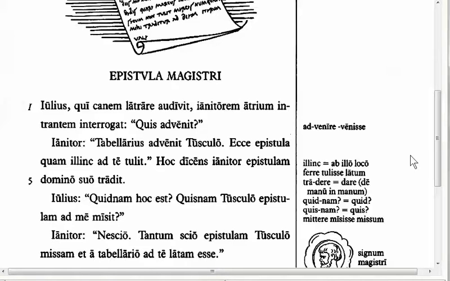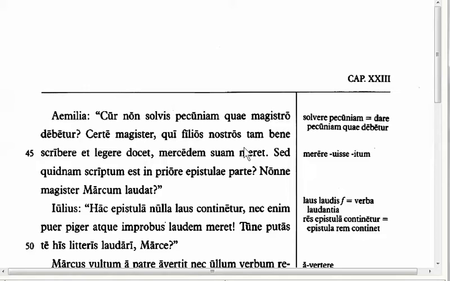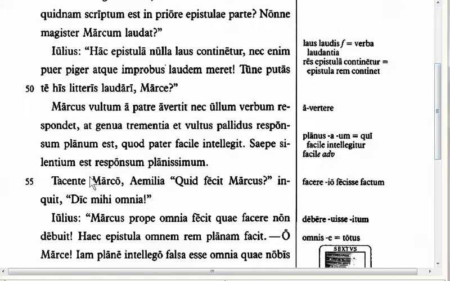The next new feature that I want to point out is in line 55. Okay, go along: tacente Marco, Aemilia, quid fecit Marcus, inquit, dic mihi omnia. While Marcus is quiet, with Marcus being quiet, present active ablative absolute, so we have our present active participle here. While Marcus is quiet, Aemilia asks, what did Marcus do? Tell me everything.